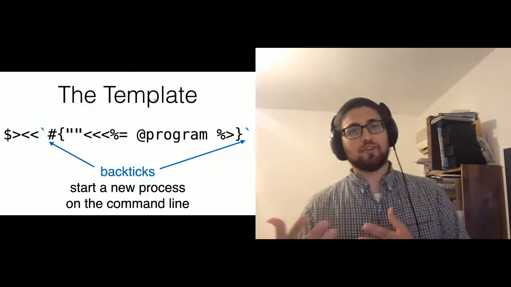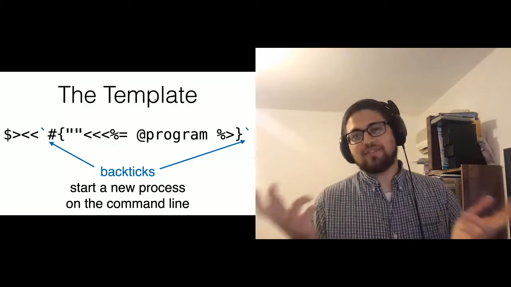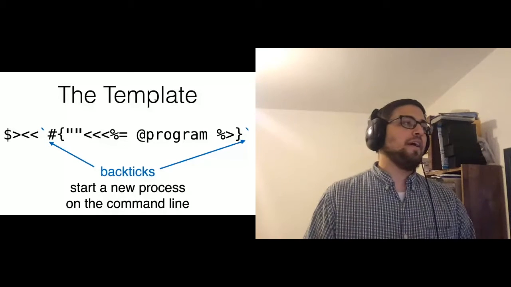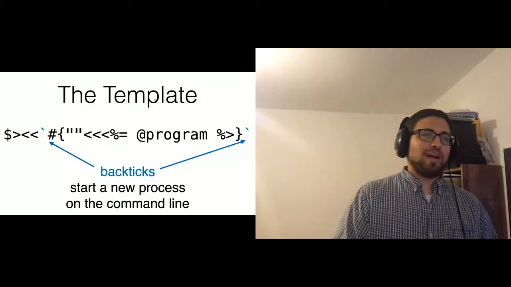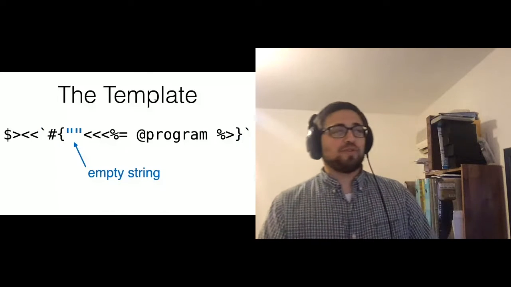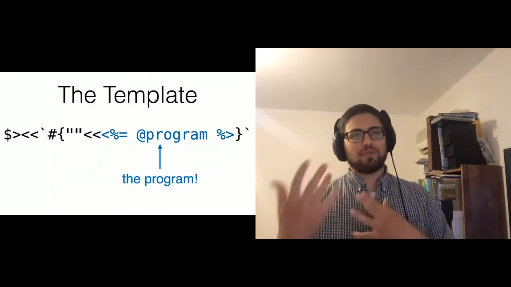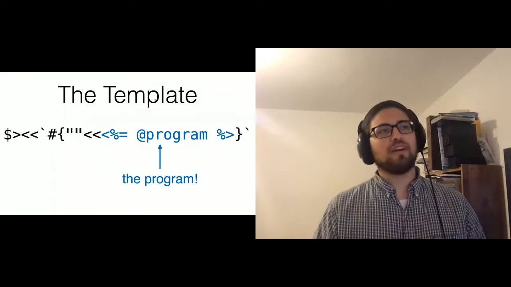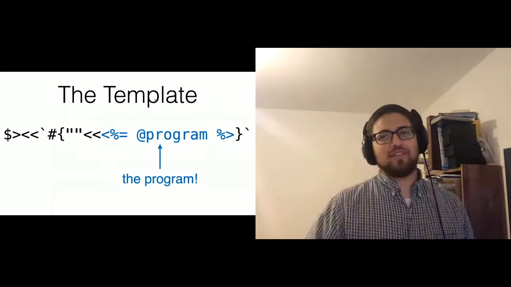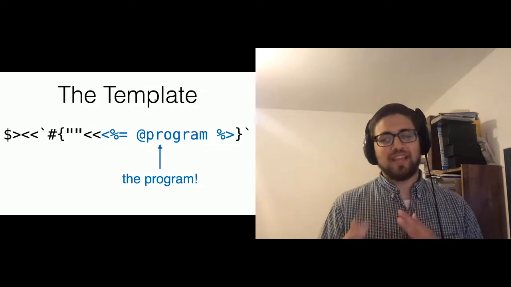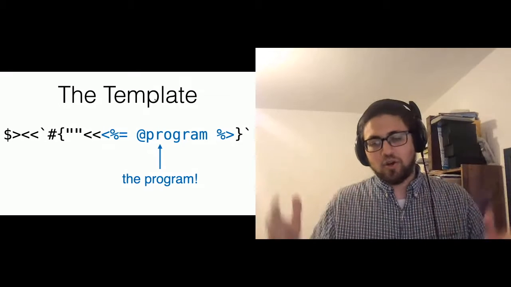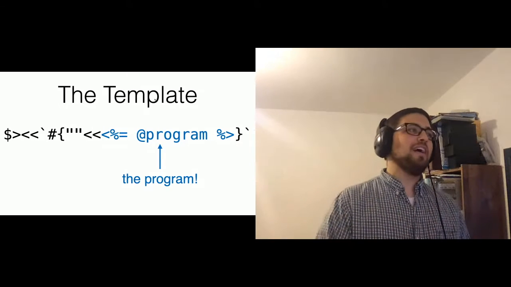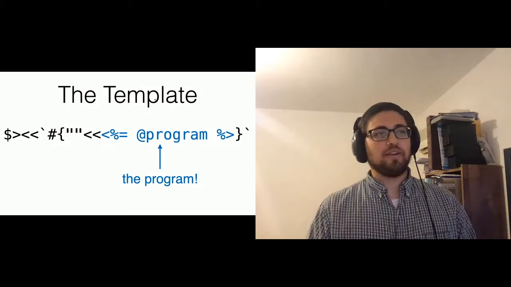So it's basically executing a new process, and you're giving it effectively a string to execute on the command line. So we can interpolate inside of backticks, so that's nice. And then of course we have our empty string, our shovel, and then the rest of the program written here in ERB syntax. So if we just figure out what the program is, using the techniques that we saw earlier to obfuscate the code of the program as a string, we can use this template and it'll just run.